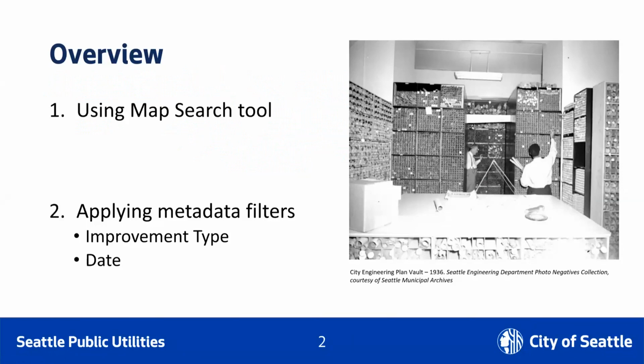This demonstration will cover using the map search tool to find these records, adding additional helpful metadata filters to map searches, including improvement type and date, and using asterisks and wildcards will be covered.